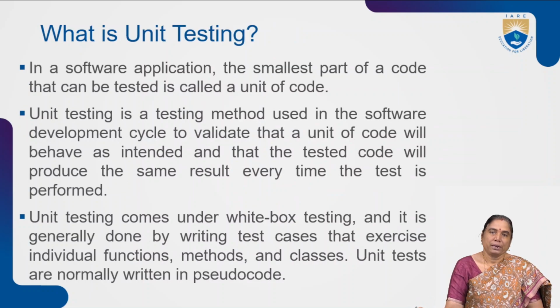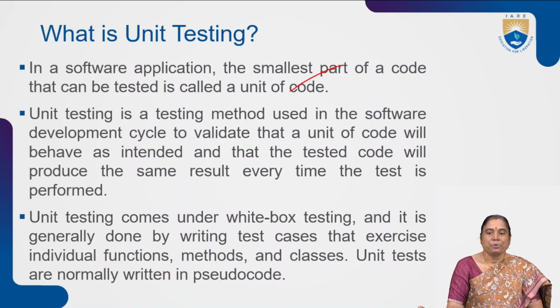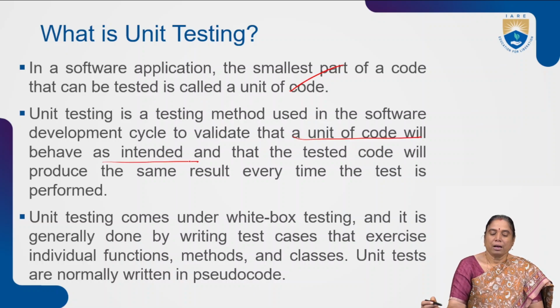What is unit testing? In a software application, the smallest part of the code that can be tested is called the unit of the code. Unit testing is a testing method used in the software development cycle to validate that a unit of code will behave as intended or specified in the SRS, and that the test code will produce the same result every time the test is performed.